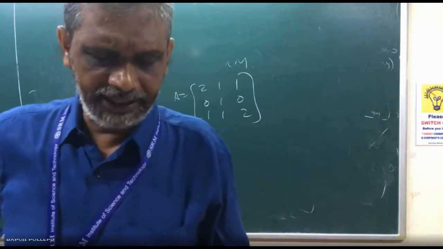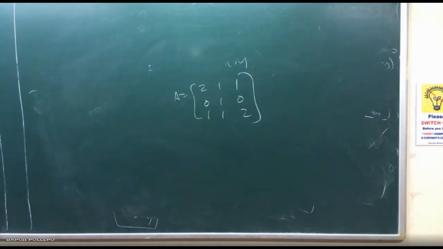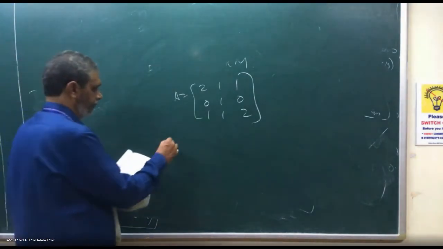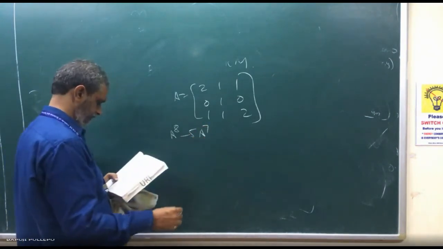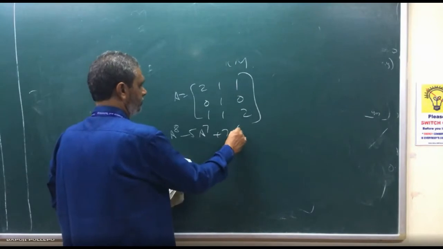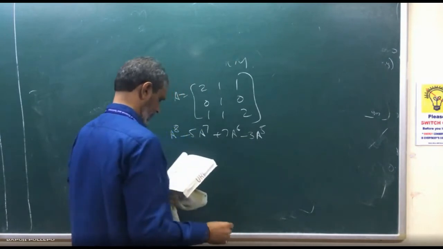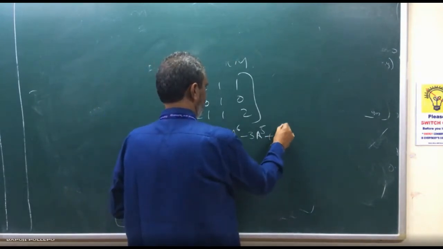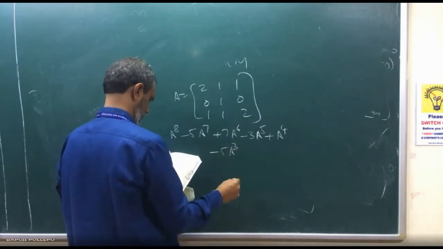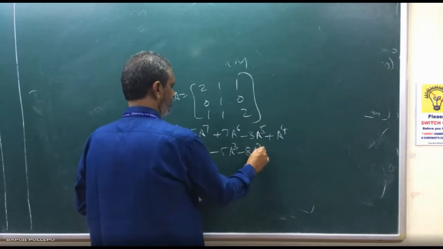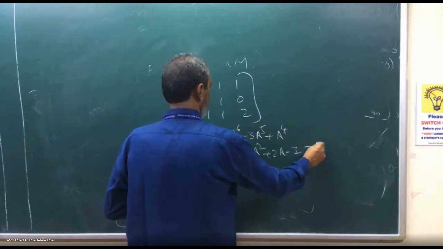Hence evaluate the matrix equation: A to the power of 8 minus 5A to the power of 7 plus 7A to the power of 6 minus 3A to the power of 5 plus A to the power of 4 minus 5A cube minus 8A square plus 2A minus I is equal to what?